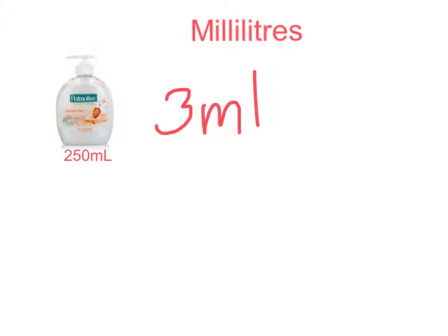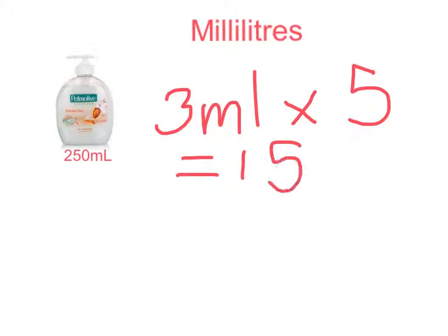So we might use our multiplication to solve how many milliliters in total 5 people would use. So we have 3 milliliters multiplied by 5. And we know that 3 multiplied by 5, or 3 groups of 5, is actually 15. And we need to put milliliters because we're talking about milliliters. So we're talking about 15 milliliters there.